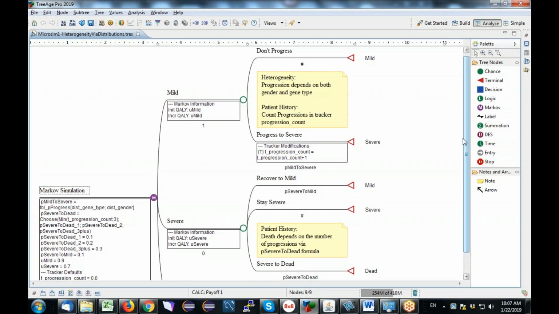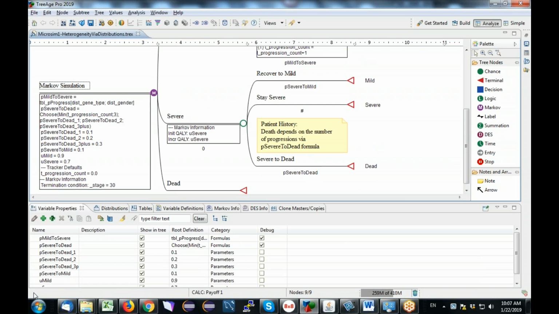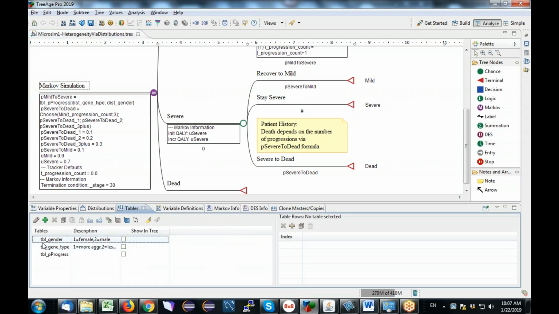So what we've done with a table here, we're going to eventually use this to determine the patient characteristics. But we start with a table, and that table for gender is just 1 for female and 2 for male. So what we're basically saying is in our population, it's 55% females and 45% males.